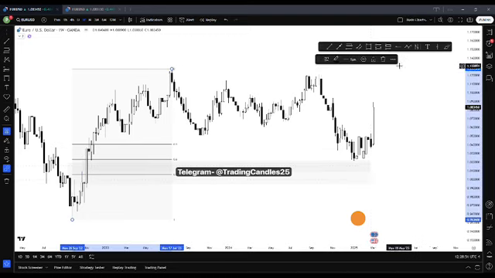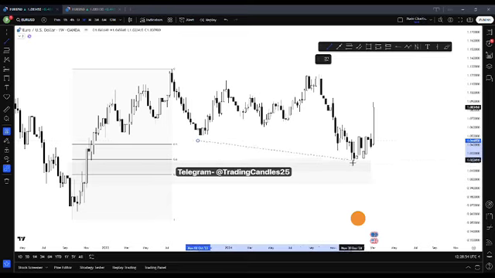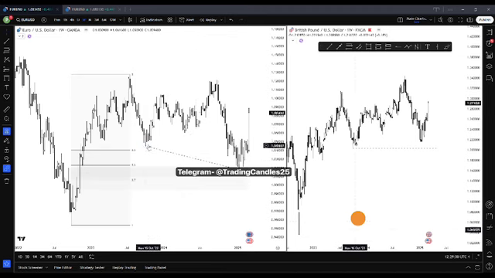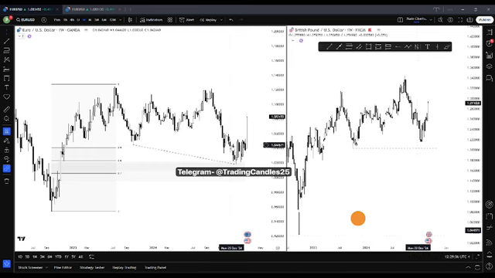And on top of that, we also had an SMT divergence with GU. You can see that we had this low both on EU and GU. EU came down lower, took out this low, and made a lower low, whereas GU failed to take out this low and made a higher low, which means that we had a discrepancy between these two correlated assets. This discrepancy suggests that we have non-symmetry. And you know that when we have a non-symmetry, it means that the market makers are actively participating and we can expect an expansion or a reversal from here.